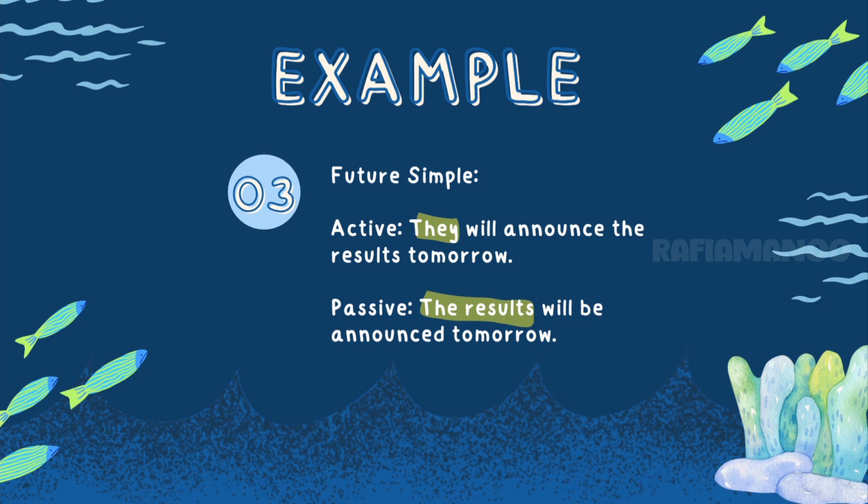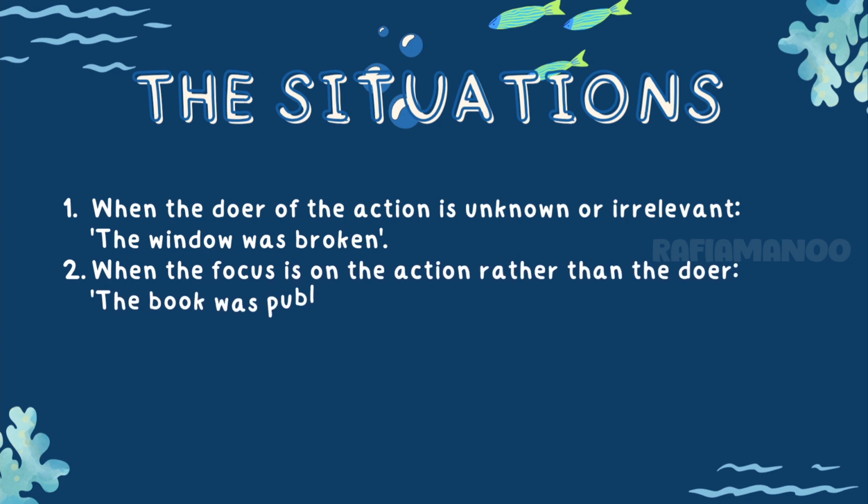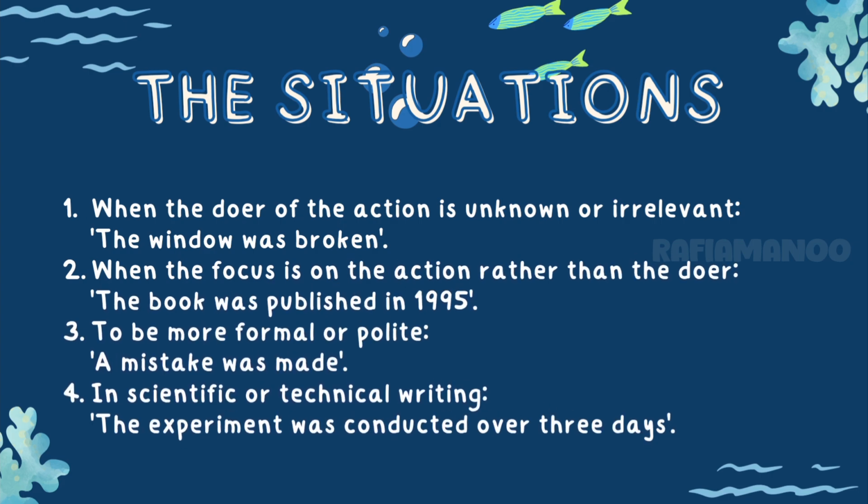When to use passive voice? Now that we know how to form passive sentences, let's talk about when to use them. Passive voice is useful in several situations. Number 1. When the doer of the action is unknown or irrelevant. The example is: The window was broken. We don't know who broke the window, and it might not be important.